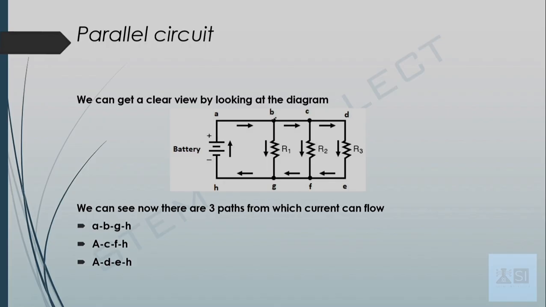You can see from the picture, there are three paths from which the current will flow. It is A, B, G, H, and the second path is A, C, F, H, and the last one is A, D, E, H. In the same way, if I replace the resistances with LEDs and the LED at R1 gets damaged, it won't affect the functionality of the other two LEDs. So that's the difference between the series circuit and the parallel circuit.